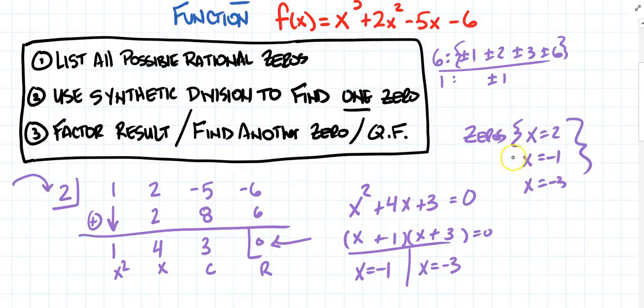So notice we did not need to use the calculator, we did not need to graph it, and we did not need to use any sort of factoring. This is a process by which we can find all zeros for any polynomial function.